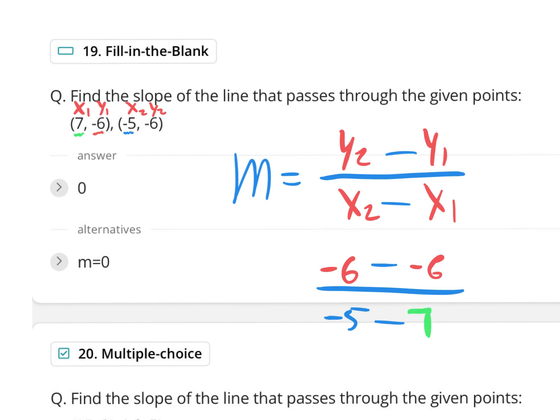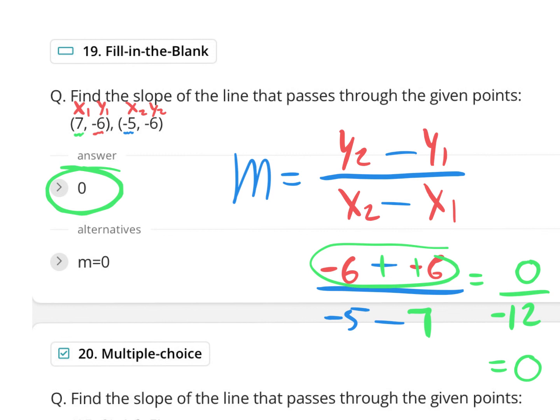Now, the beauty part here is that the minus minus changes to plus plus, and negative 6 plus 6 is 0. And we know that 0 divided by anything, in this case negative 12, is 0. So my slope is 0. So just type in 0. I think an alternative answer is m equals 0. Either one of those is just fine. Again, when 0 is on top, the slope is 0. When 0 is underneath, that's when the slope is undefined.